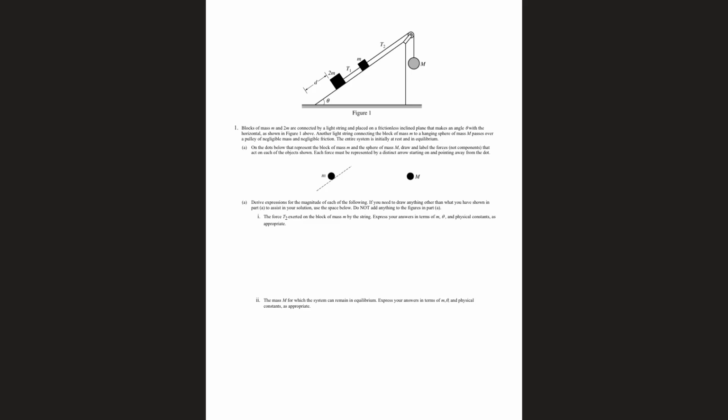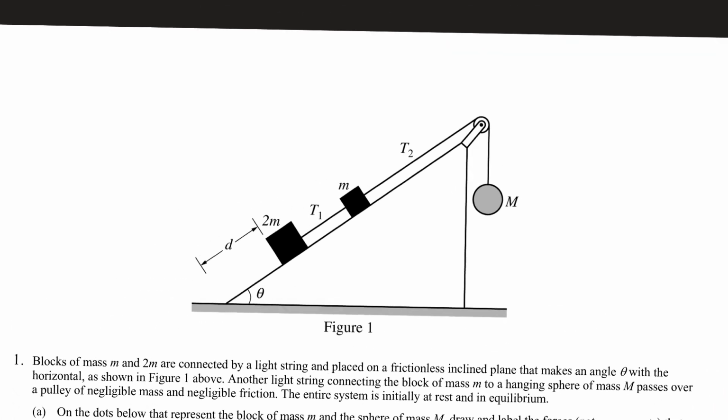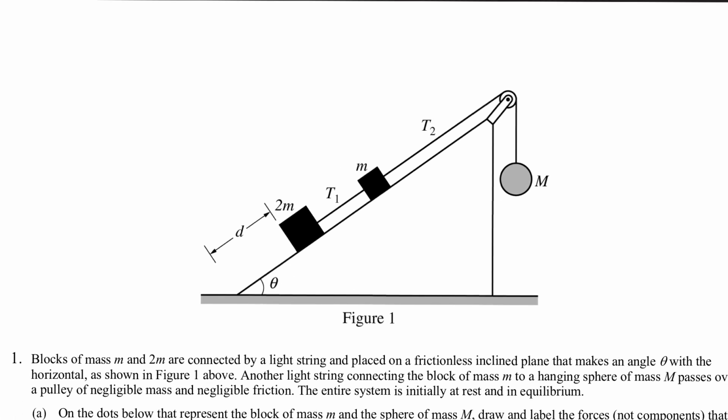All right, so question C and D. The thing I want to say about this problem is that we could do it either way. We can treat it as two blocks that are separated by a thin light string, as it is here, and that's fine. Or we can replace both of those blocks with one block that has a mass of 3m, and it behaves exactly the same. So it's up to you.